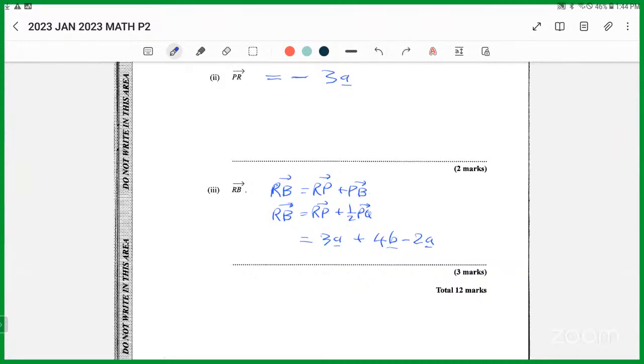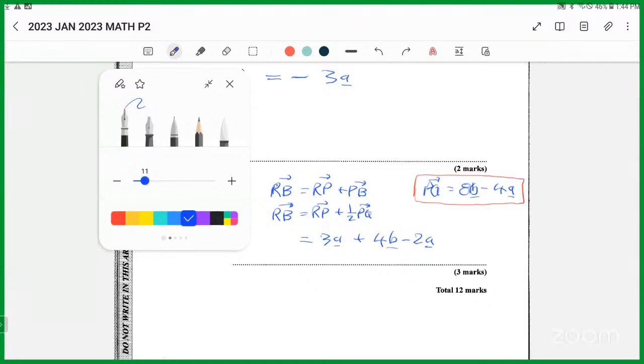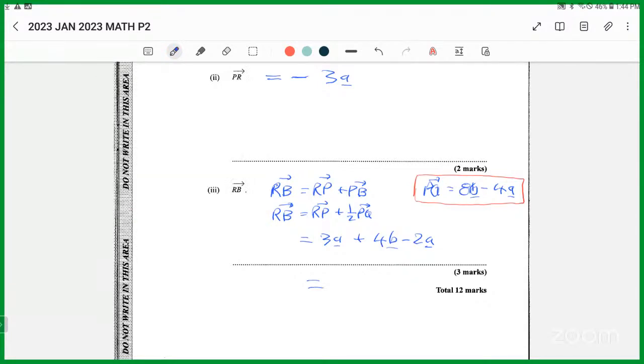Half of PQ, remember PQ is 8B minus 4A, so half of it is 4B minus 2A. Consolidating now, that's the simplest form. I said this has two A terms, and they don't want it like that. It's just 4B, and 3A minus 2A is plus A. So 4B plus A is the answer right here. And the question is done.